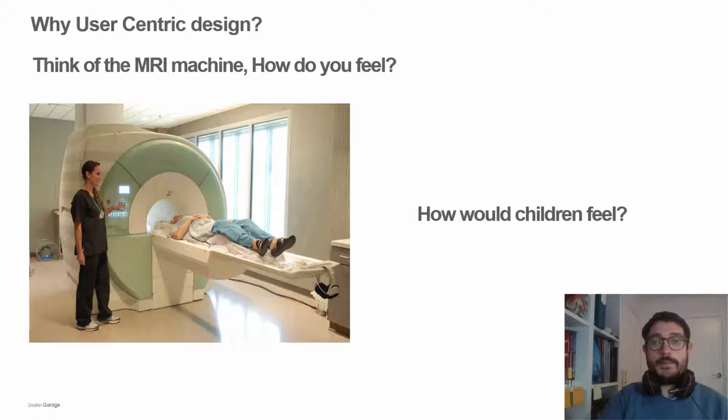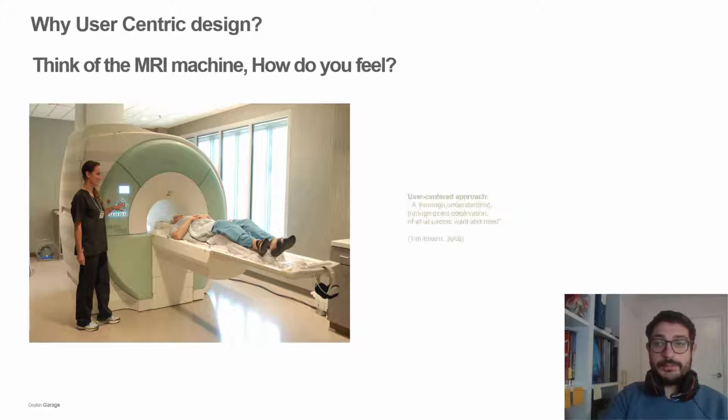In order for an MRI machine to work, the children have to be extremely stable, not moving. But what do you think the children will do? This is a big issue. So imagine that this was actually built for children. And the problem now that you have is that it will not work because children are scared of this.